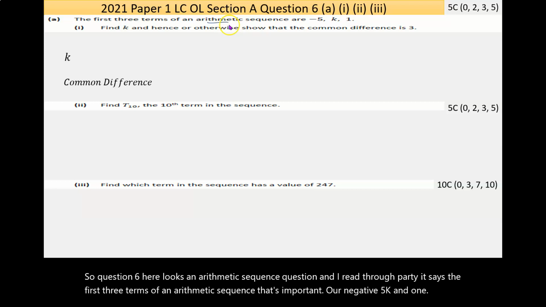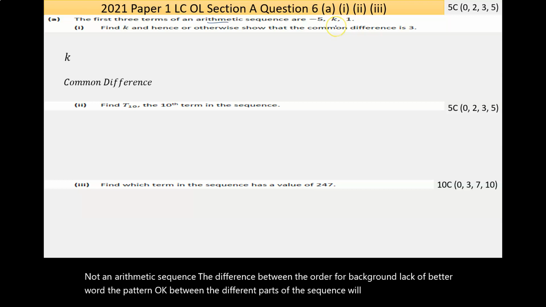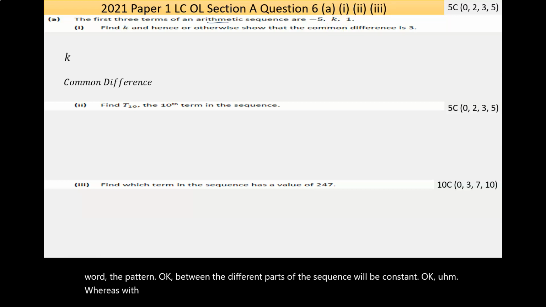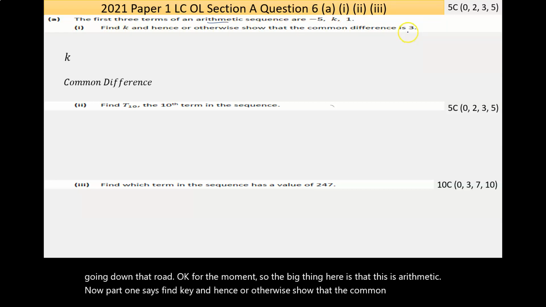Now, in an arithmetic sequence, the difference between, or for lack of a better word, the pattern between the different parts of the sequence will be constant. Whereas with a geometric sequence, it's different. Let's not go down that road for the moment. So the big thing here is that it is arithmetic. Now, part one says find k, and hence or otherwise show that the common difference is 3.